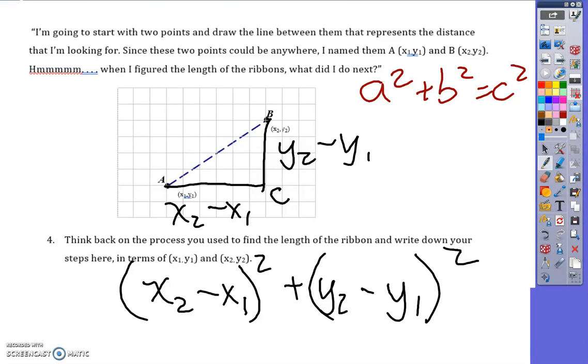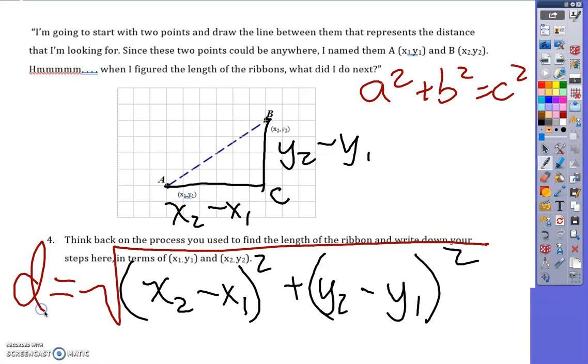So that's it. To get c alone, we could think of this as a squared, and that's b squared, and it's equal to c squared. But I don't want c squared, I just want c. So what I'm going to do is take the square root of that. This equals d. Now what I want you to do is write down some of the words I said to remind you what this means. This is the distance formula.